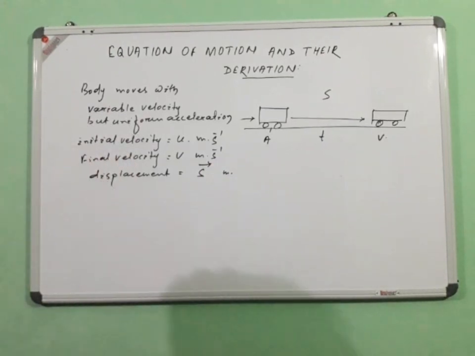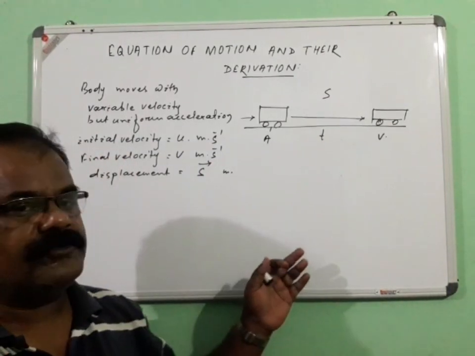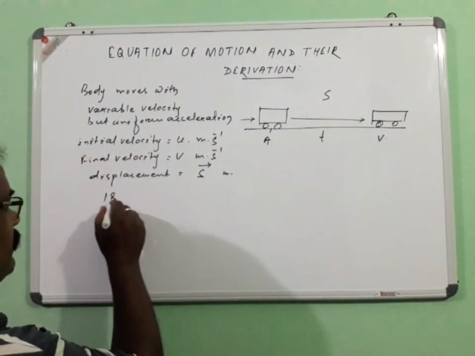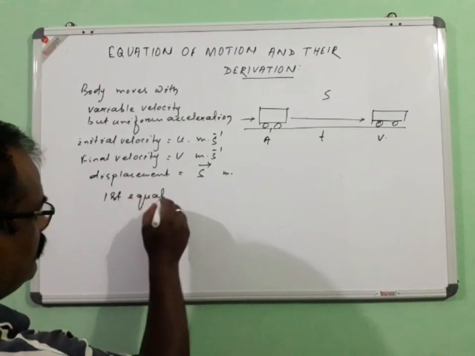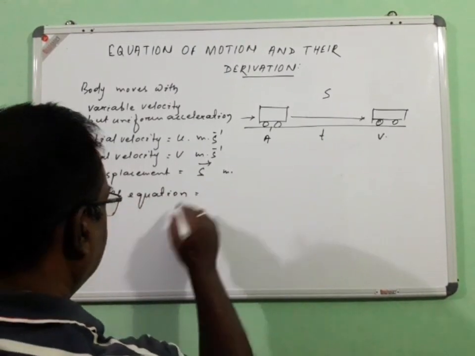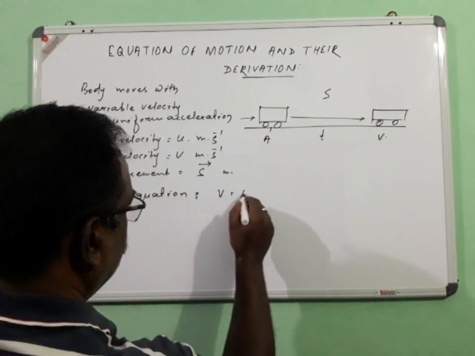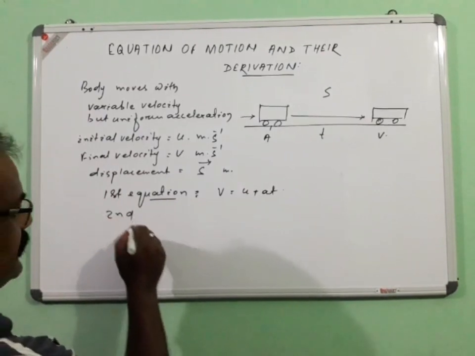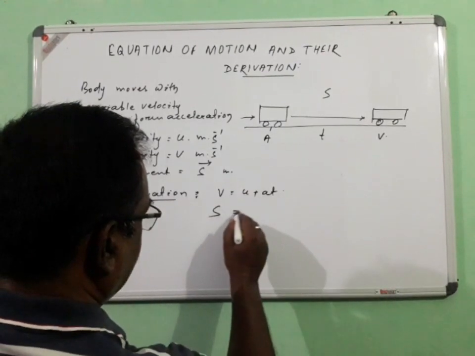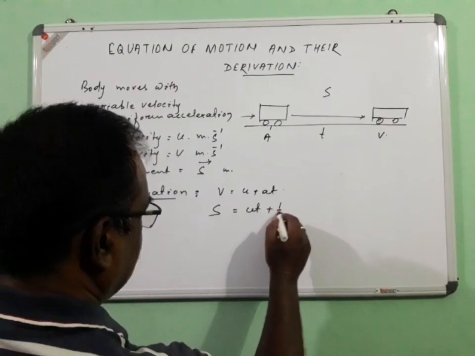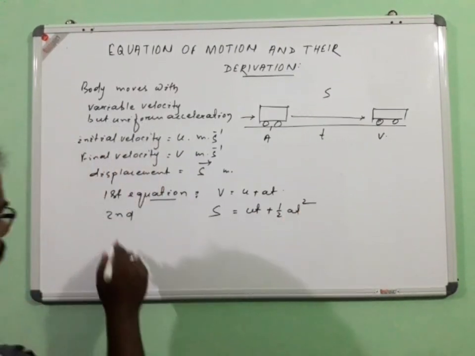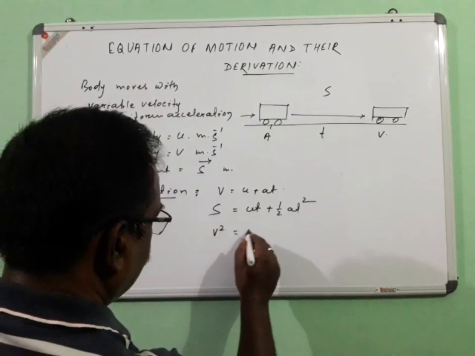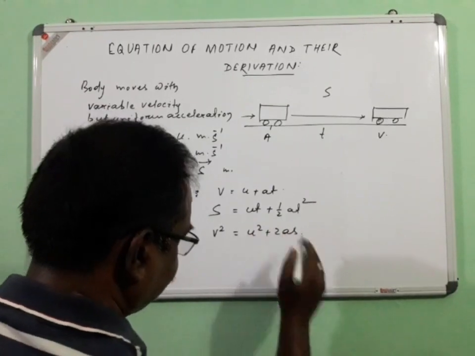In such cases, according to the equations of motion, we have three different equations. The first equation is v = u + at. The second equation is s, the distance covered by the body, equal to ut + ½at². And the third equation of motion is v² = u² + 2as.